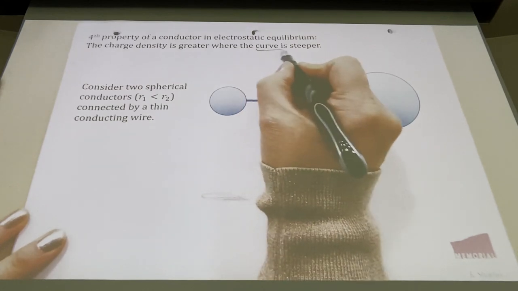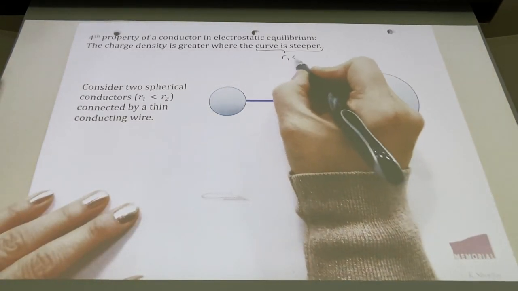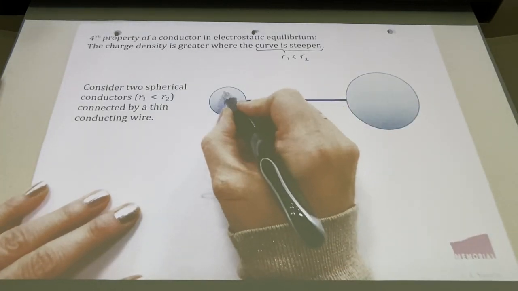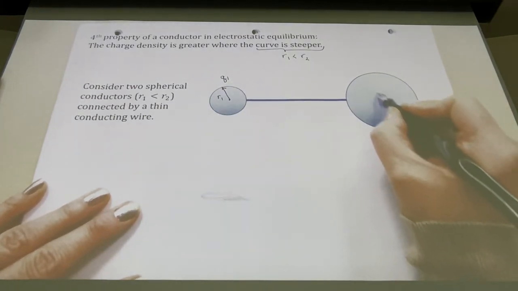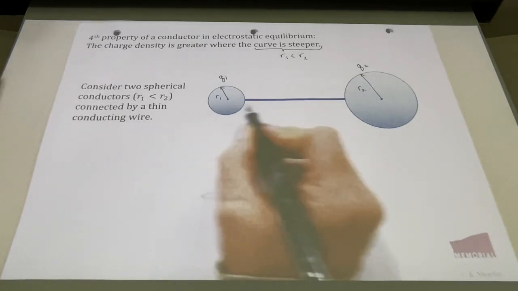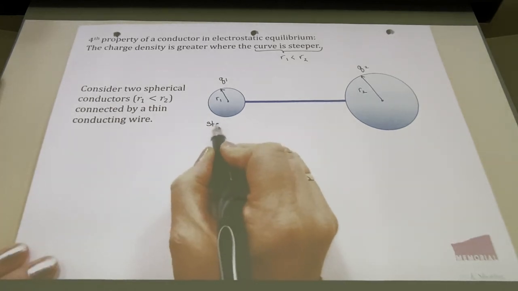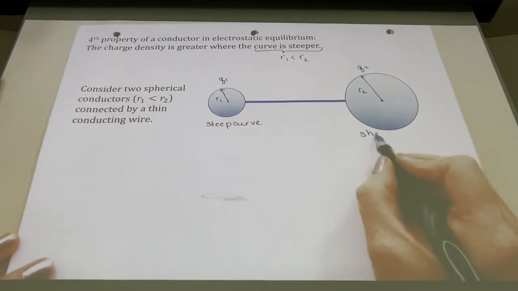First, let's make sure we can put some math together with the words. If you have a rounded object with a smaller radius, you will have a steeper curve. So this one has a steeper curve than this one. Here's our sphere one, with charge one and radius one. Here's our sphere two, with charge two and radius two. We've connected them by a thin wire, a thin conducting wire. This one has our steep curve, and comparatively, this one has our shallow curve.